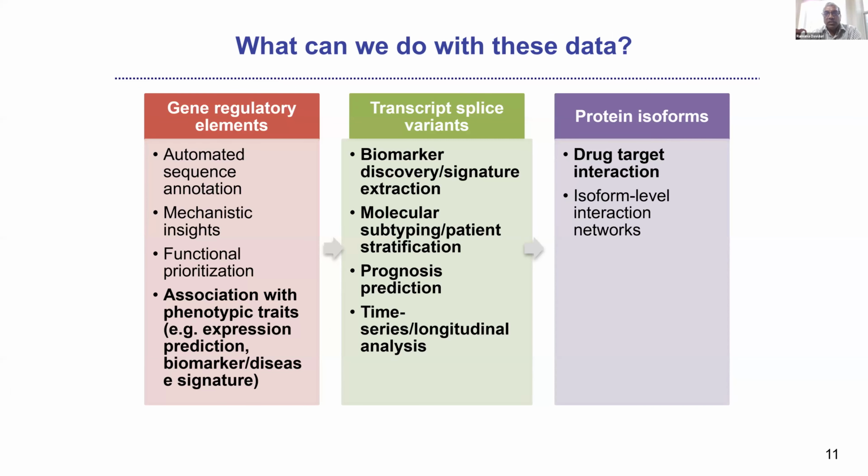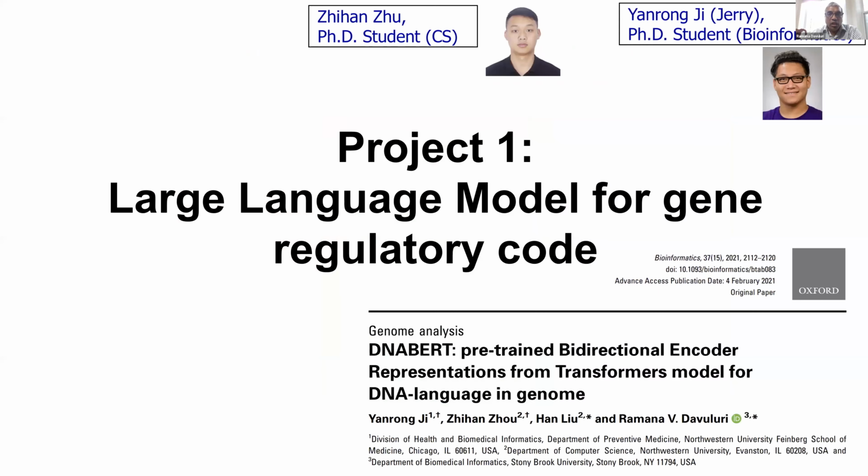Not going to talk much about protein isoforms, but I think that's where we are missing a lot, and based on the analysis we published recently, a lot of cancer drugs have off-target effects because of these different protein isoforms. So the first large language model we talk about, which was published in 2021, is DNABERT. This is a transformer based model to understand the DNA language in the non-coding genome.